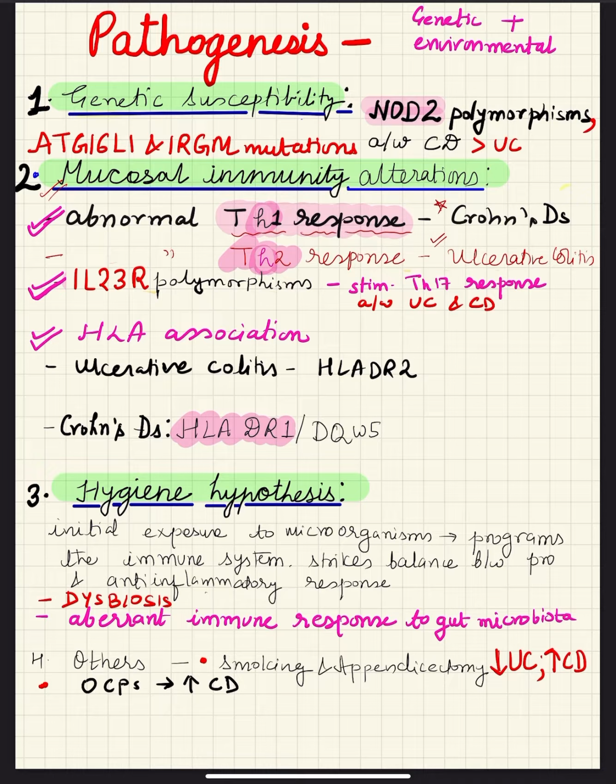Some other environmental factors are smoking and appendicectomy. Smoking increases the risk of Crohn's disease while it decreases the risk of ulcerative colitis, because smoking causes a decreased Th2 helper cell response. So that has somewhat of a protective role in ulcerative colitis while it increases the risk of Crohn's disease. Now, intake of OCPs is associated with increased risk of Crohn's disease. So again, this can be asked in the MCQs. So these are the important points in the pathogenesis of inflammatory bowel disease.